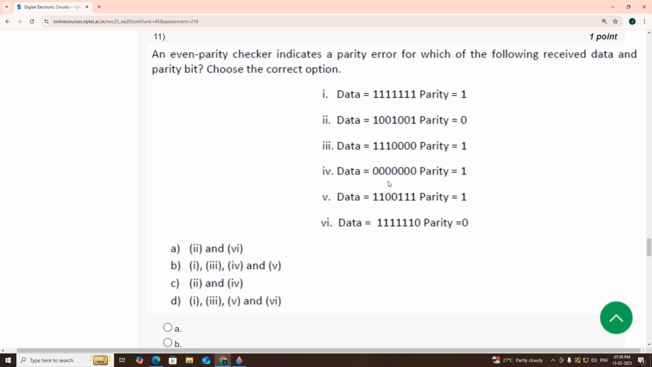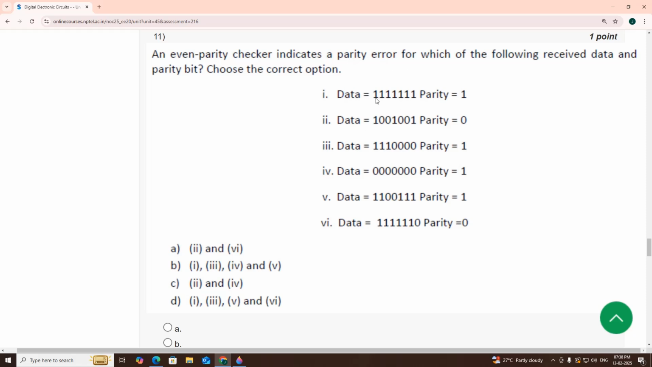For 4, including the entire thing, there are 8 bits. So 1, 2, 3, 4, 5, 6, 7 zeros, 1 parity bit, totally 8. Out of 8, one is there. Therefore the total number of ones in the received bits will be an odd number. Therefore for 1 also we will get a parity error.